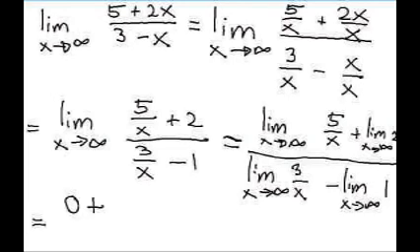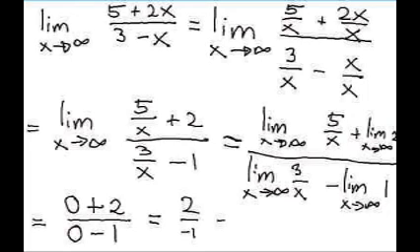Plus, here we have the limit as x goes to infinity of the constant 2. Well, 2 doesn't change no matter what x does. So now in the numerator we have 0 plus 2. The limit as x goes to infinity of 3 over x is again 0. And then we take the limit of a constant as x goes to infinity, which is unchanged. So altogether we end up with 2 over negative 1, which is negative 2.